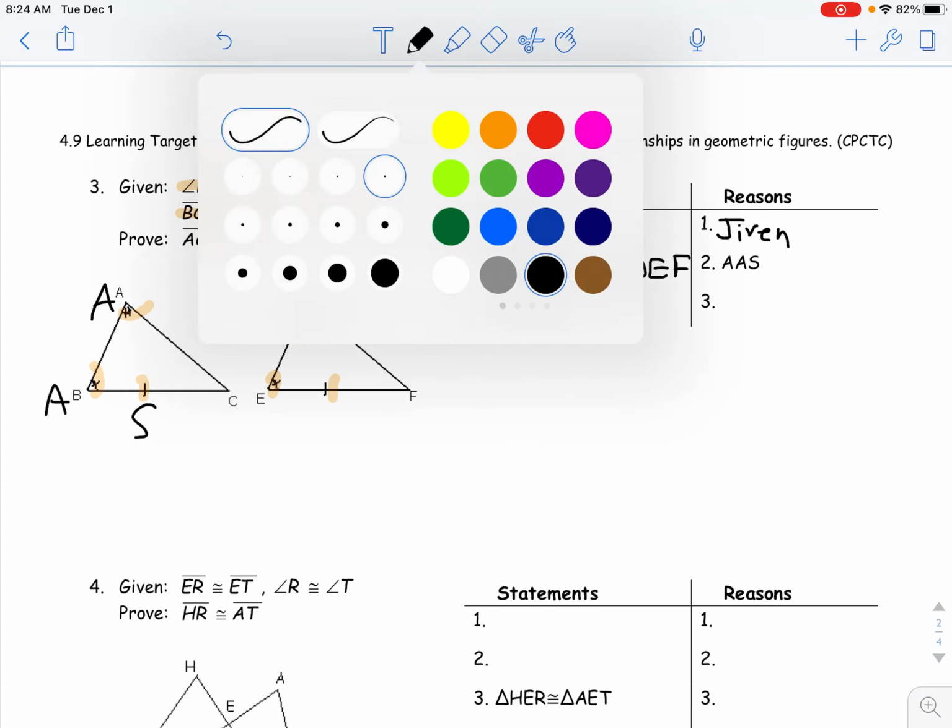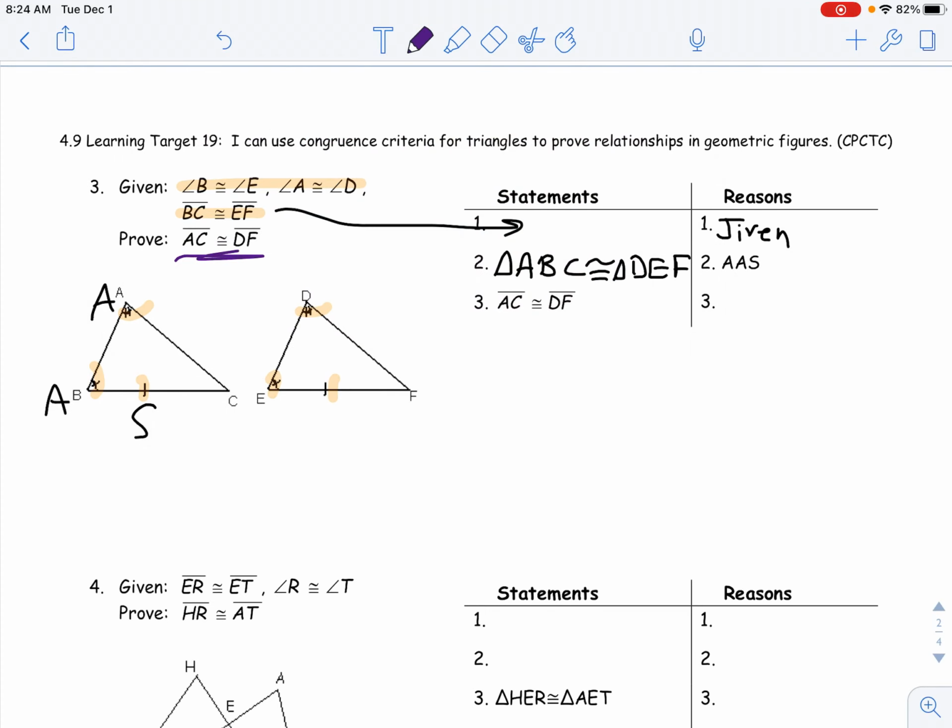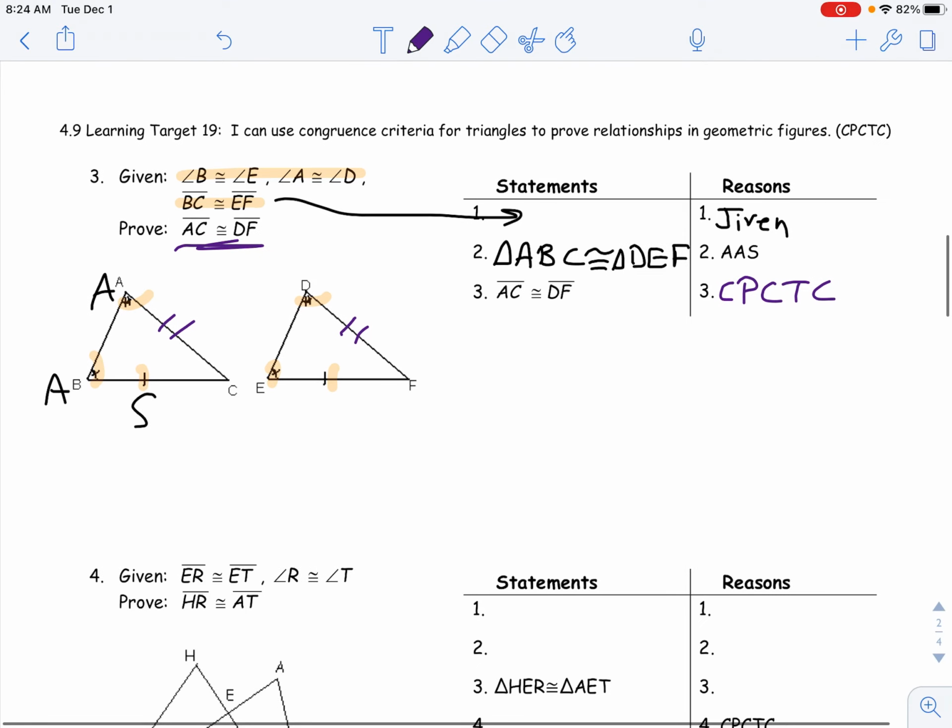And then the last part, the punchline is, well, hold up, we never said anything about AC and DF being congruent. Well, those are clearly congruent. Why? Because they're corresponding parts of congruent triangles, so they're congruent, CPCTC. All right? And we'll put a nice smiley face.